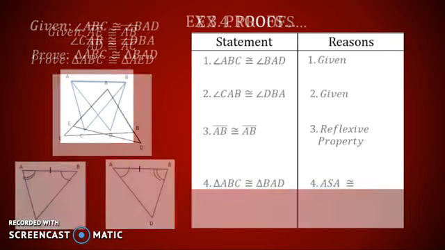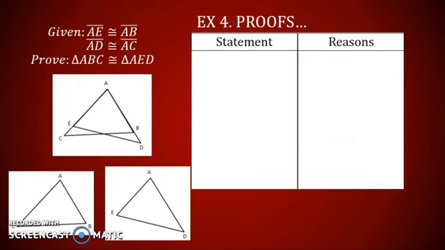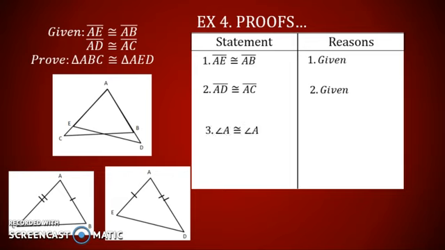Our next proof, we separate our triangles first. AE is congruent to AB, and AD is congruent to AC. And our reflexive part in this question was that angle A. Angle A is congruent to itself by reflexive property. We can mark it, and we now know that the triangles are congruent, and that's by SAS.